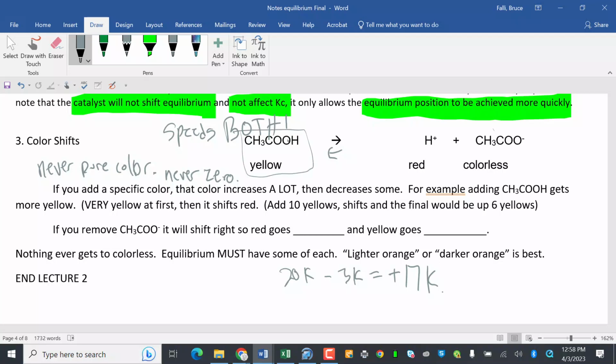If you remove CH3COO, it will shift to the right. Now, removing something without color doesn't matter for anything. It will shift to the right, so the red goes up and yellow goes down, and it becomes darker orange. Nothing ever gets to colorless. Equilibrium must have some of each. Lighter orange or darker orange is best, and that's it. We are done. Toodles.